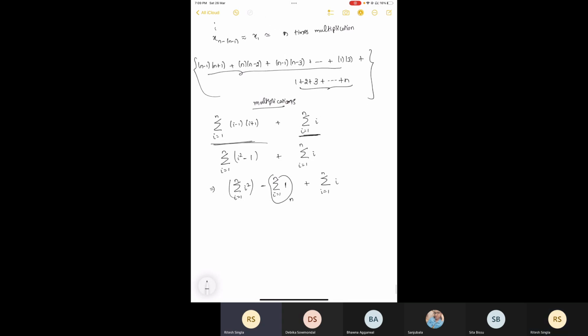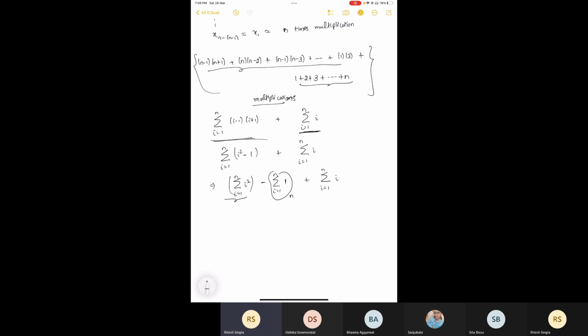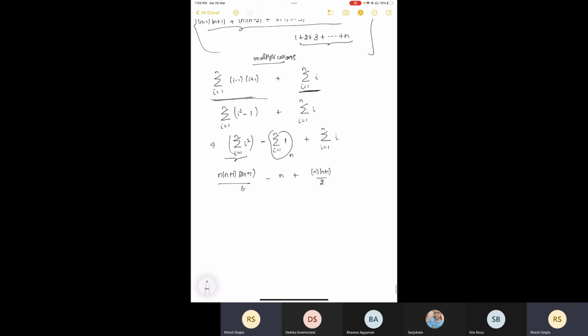Now you know the formula for this, right? Sum of squares of first n natural numbers. What is it? n into n plus 1 into 2n plus 1 by 6, minus n, plus n into n plus 1 upon 2, right? So now just solve this. It is 6 on the denominator, n into n plus 1, 2n plus 1 from here, and plus 3 from here, minus 6n.